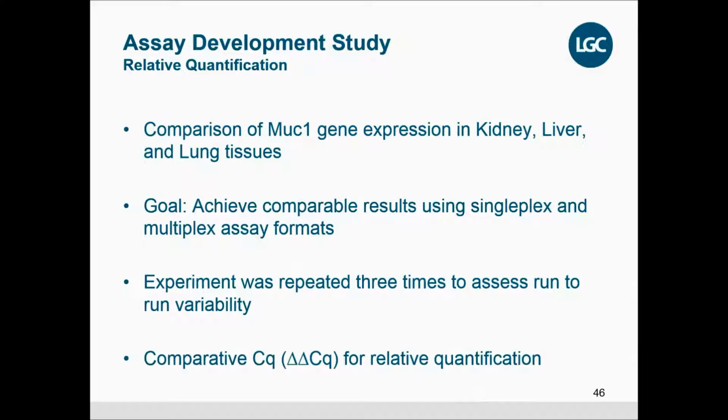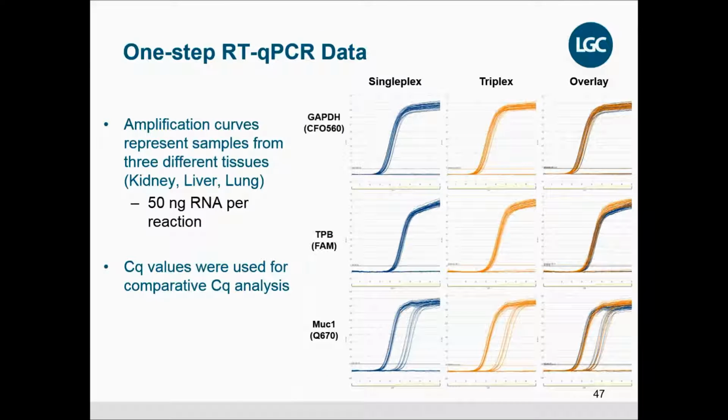So after we had characterized our triplex assay, we wanted to see if it would maintain performance, or if we would actually get the same gene expression data using that triplex assay versus if we ran all of those assays in a singleplex format. So we decided to look at MUC1 gene expression in kidney, liver, and lung tissues with the goal of achieving comparable results using a singleplex and multiplex format. We repeated this experiment 3 times in order to assess run-to-run variability of our instrument and the chemistry, and used a comparative CQ approach for relative quantification.